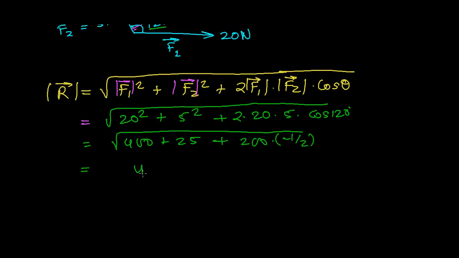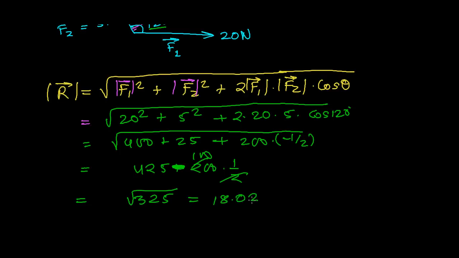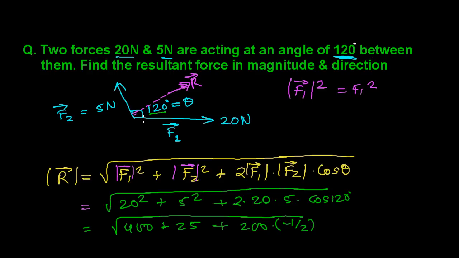So this is going to be 425 plus 200 times minus 1 by 2, so this will cancel with 100, and I get 325 inside the root. I'm poor in calculation, so I use my calculator, and the square root of 325 is 18.02, or better I can write 18.03 Newton. So we got the magnitude of the resultant. If one force of 20 Newton and another of 5 Newton are acting like this, then the resultant will have a magnitude of 18.03 Newton.